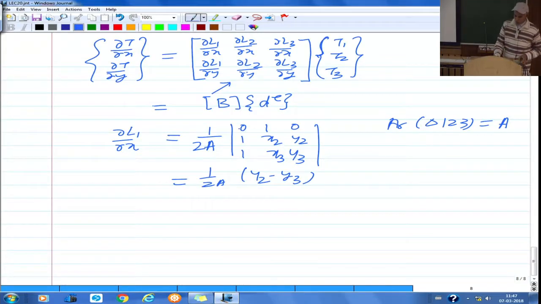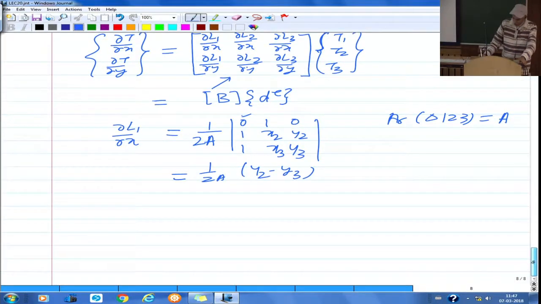That is just because this term is 0, so you open this determinant. The way you solve for the determinant, you will finally get del L1 by del x, which is simply 1 divided by twice the area of the triangle 1, 2, 3 into y2 minus y3, the difference of the y coordinates of nodes 2 and 3.